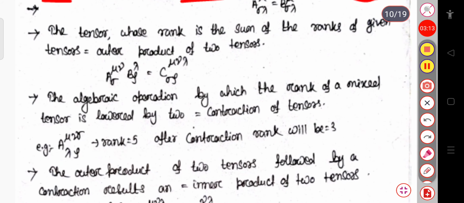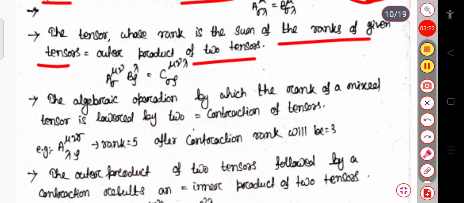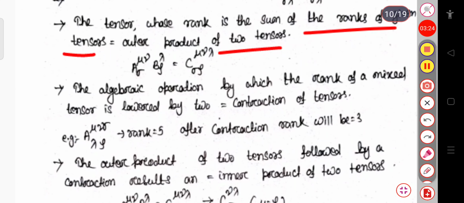Now the next: the tensor whose rank is the sum of the ranks of the given tensors is called the outer product of the two tensors. Now you can see here, suppose there are two tensors, one is A and another one is B. A is written as A^mu nu sigma and B rho lambda. It is written just like this. Now combining them we can write the outer product.